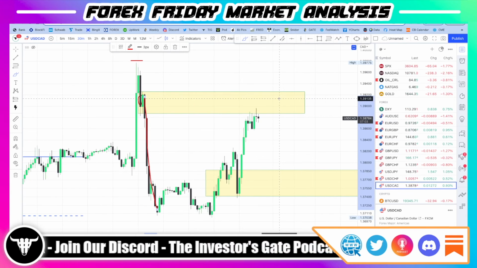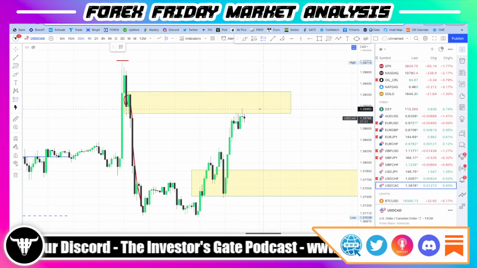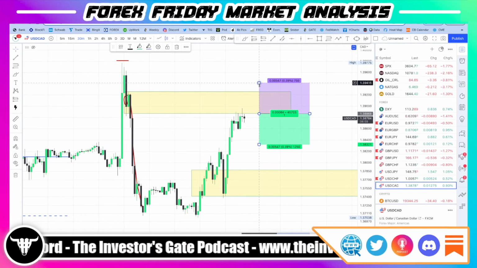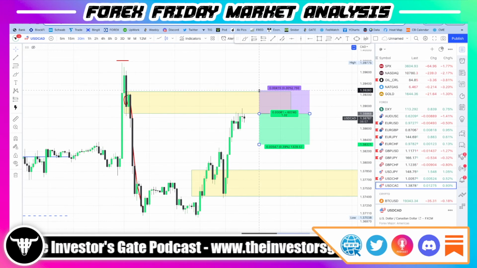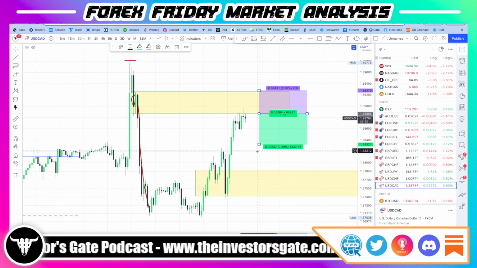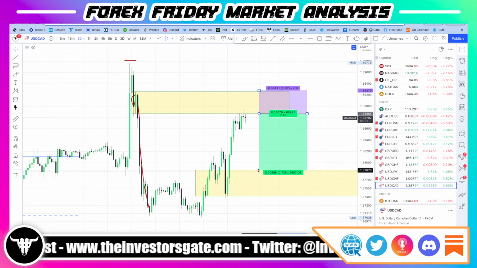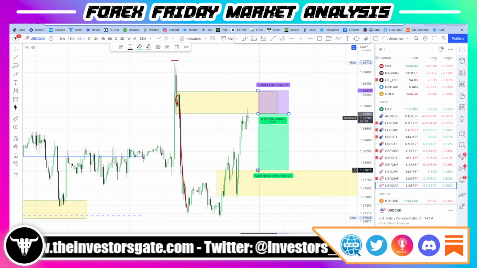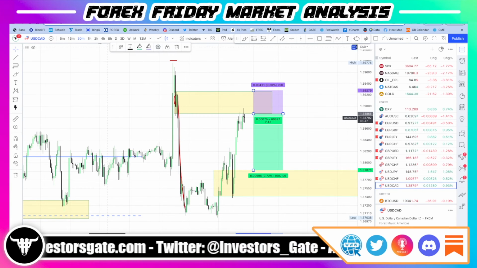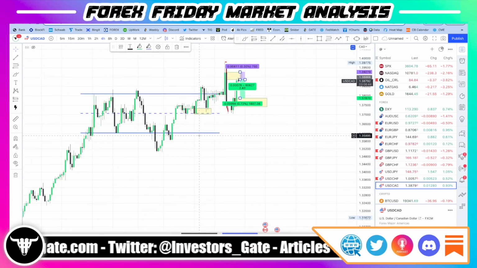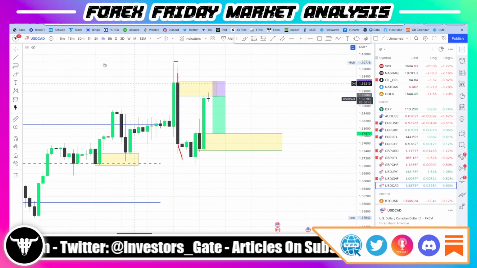So I do like this as a potential short, actually. So something to the effect of this right here, and then a target to the nearest area of demand at the very least. Now we could be headed all the way lower to the midpoint. Actually, let me get back to the 4 hour, get this demand zone a little bit better, or maybe even the 1 hour.